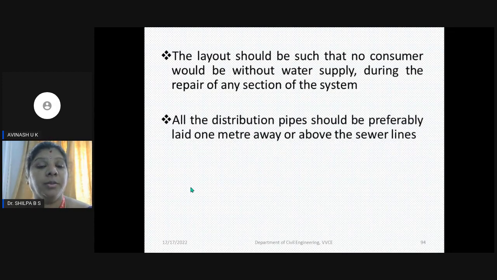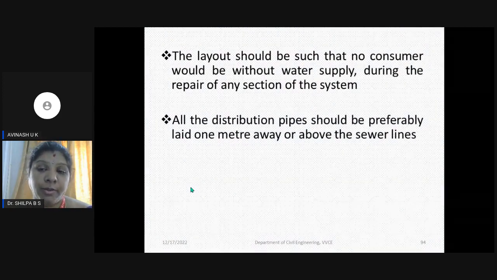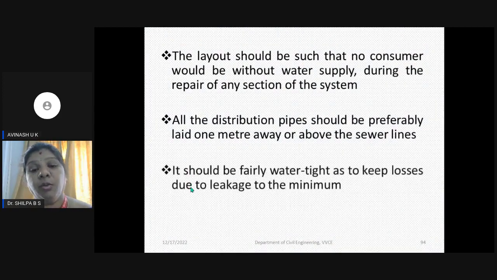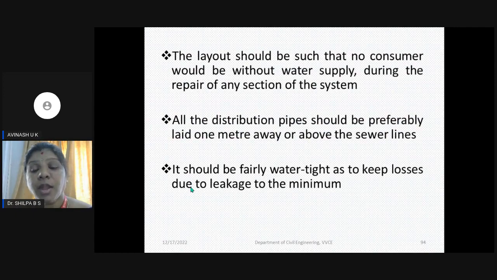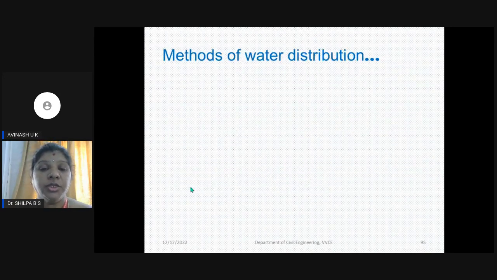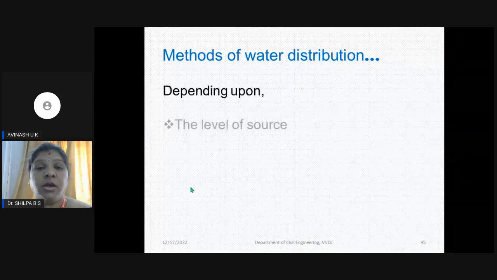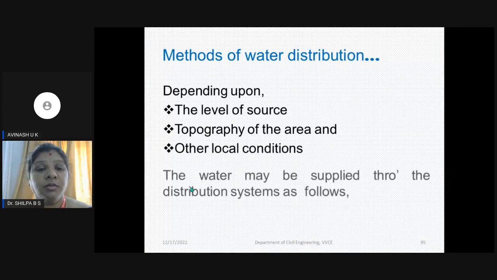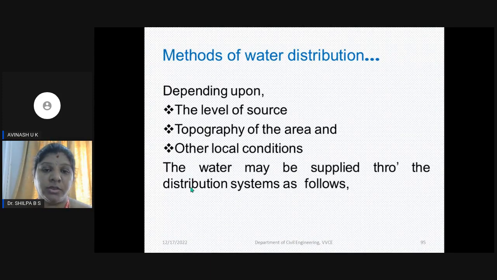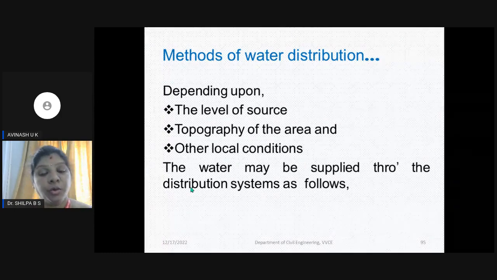In case of any repair, all distribution pipes should preferably be laid 1 meter away and above the sewer line, and it should be fairly watertight in nature. The method of water distribution system is going to depend on these factors: level of the source, topography of the area, and other local conditions.